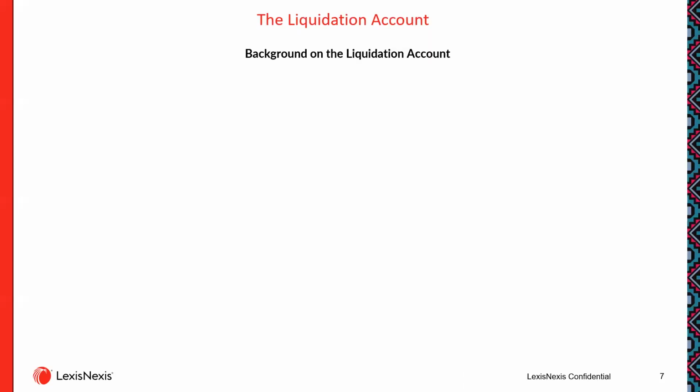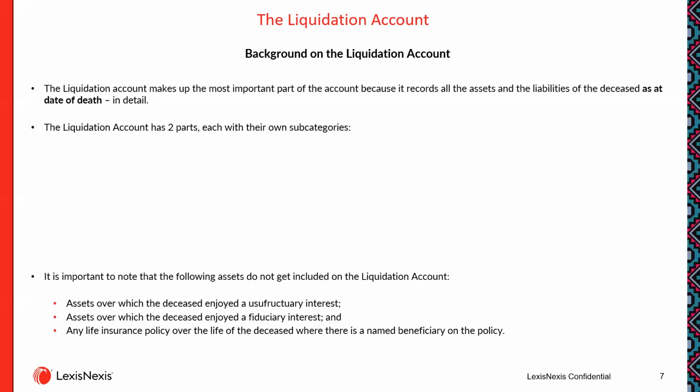Now that we better understand our heading, let's look at some background on our liquidation account. So our liquidation account makes up the bulk of our liquidation and distribution account. It's also the most important part of our liquidation and distribution account, in that it records all of our assets and all of our liabilities that form part of the estate at date of death. These assets and liabilities are also recorded in detail so that they can easily be identified from the liquidation and distribution account.